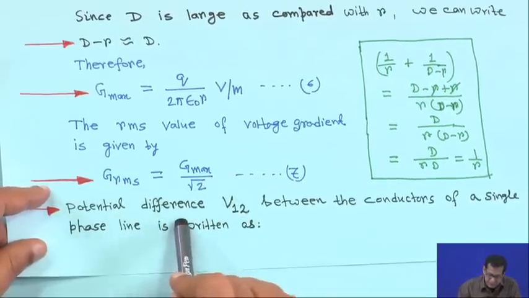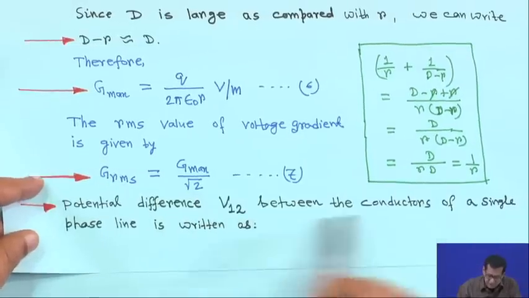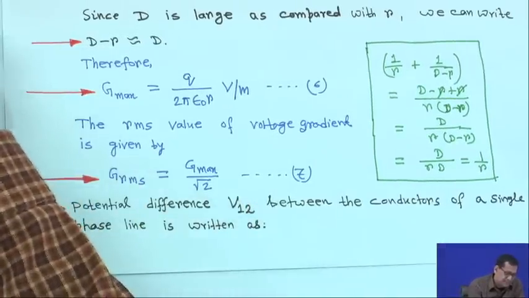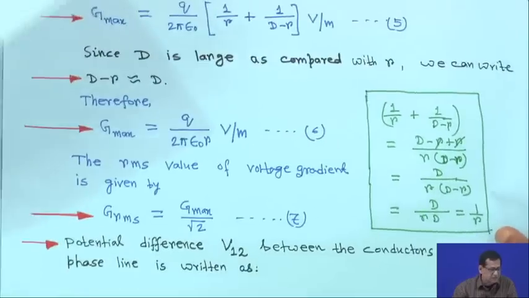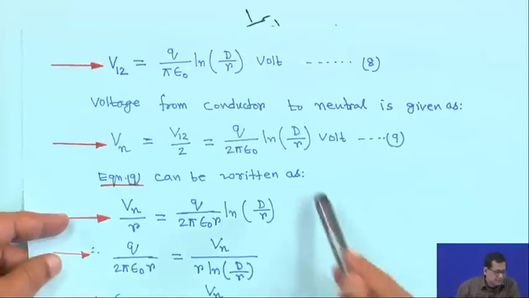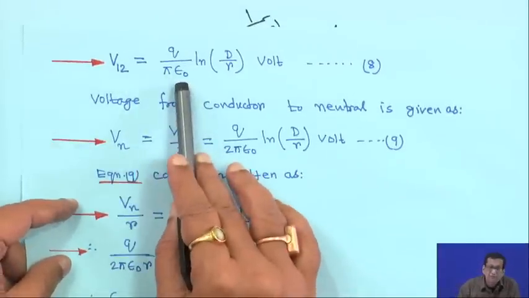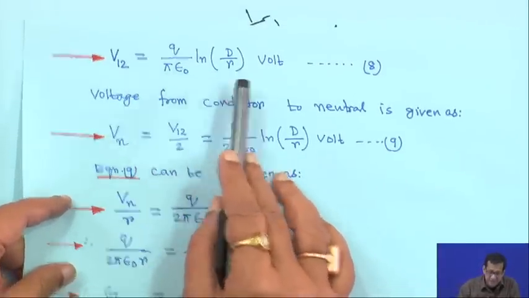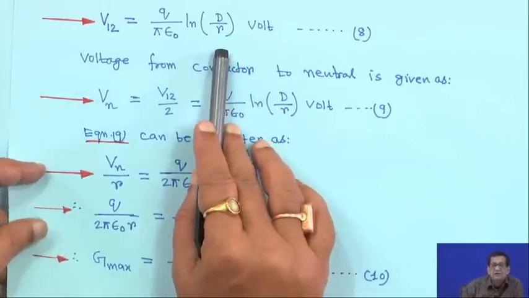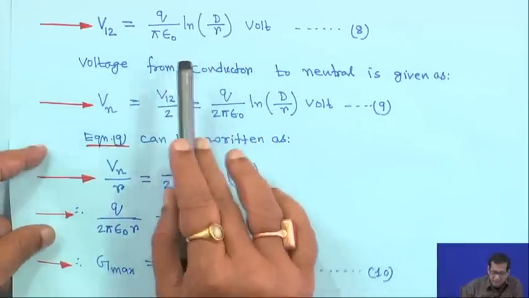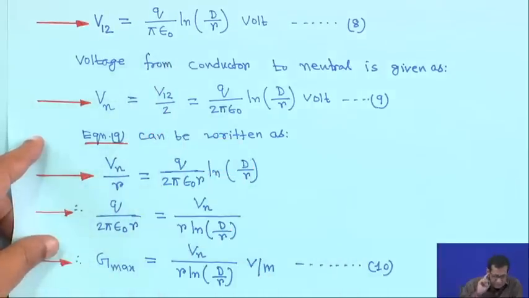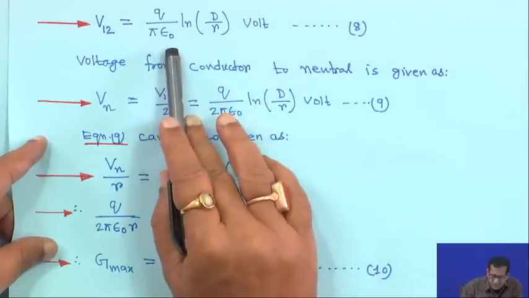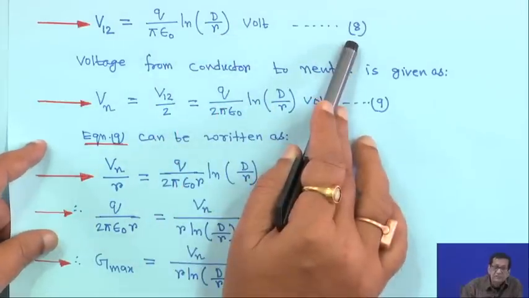The potential difference V12 between the conductors of a single phase line was derived for capacitance calculation in the capacitance chapter of the power system analysis course. So directly we are writing that V12 is equal to q upon pi epsilon 0 ln d upon r volt. Refer to that capacitance chapter; I am not wasting time doing this again, as it is already available with you. This is equation 8.